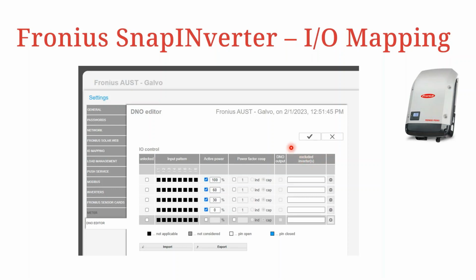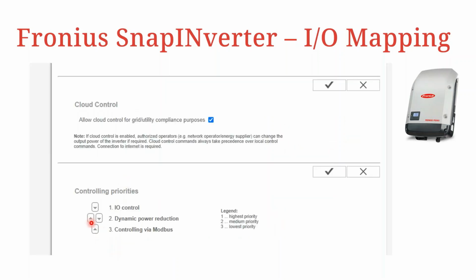So all we need to do is actually just scroll down. Once we scroll down, we'll see the control priorities. Now, this is a check. We may not necessarily have to change anything, but we need to check this. So we've got IO control, dynamic power reduction, and controlling via Modbus.